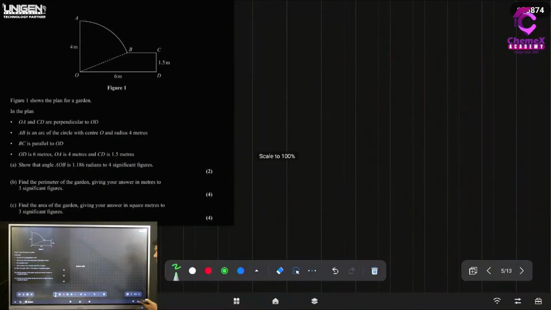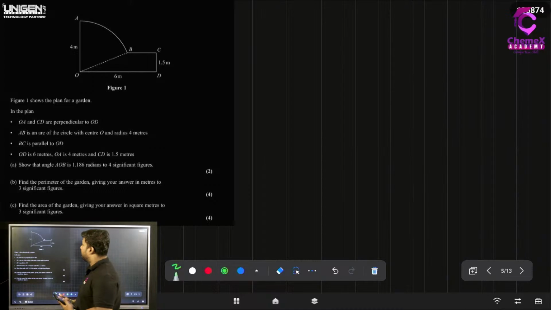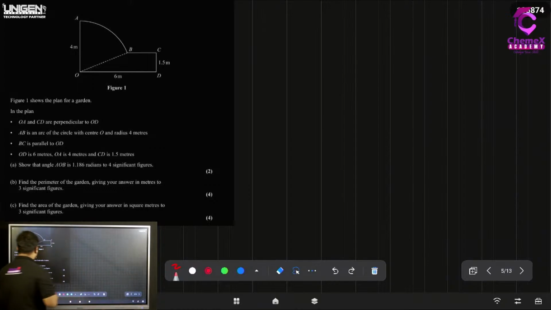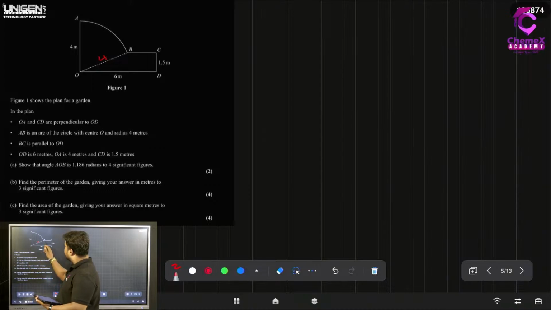Fifth one. So the fifth question is about a figure. First thing is you need to find out what they have given. They say OA and CD are perpendicular, so this is 90 degrees. Then AB is an arc of a circle with center O and radius 4, so this is also 4 centimeters. Then BC is parallel to OD.